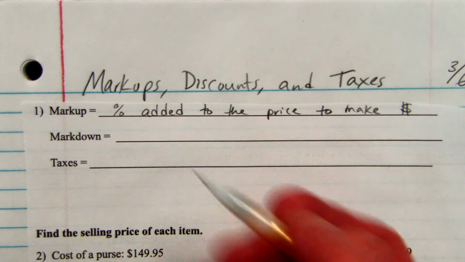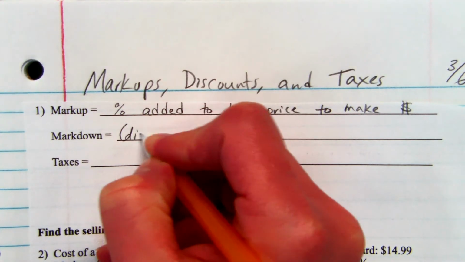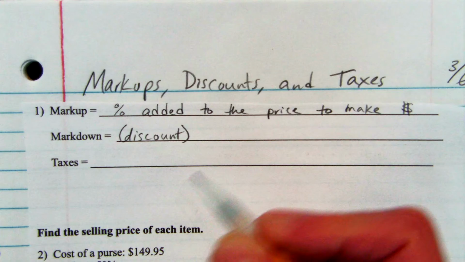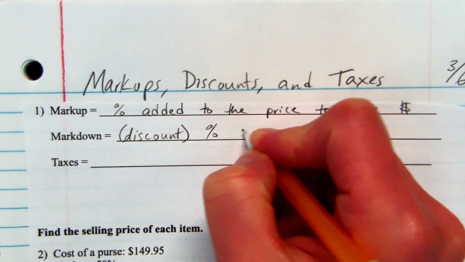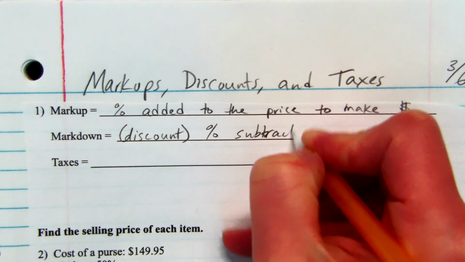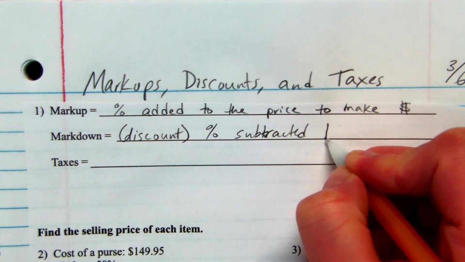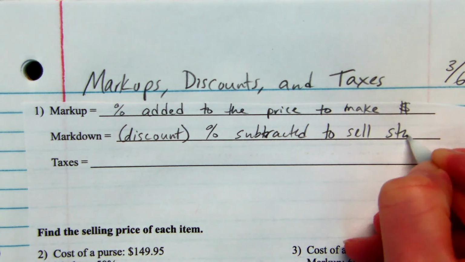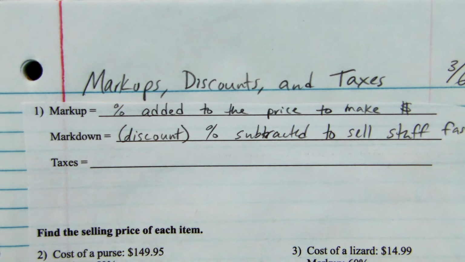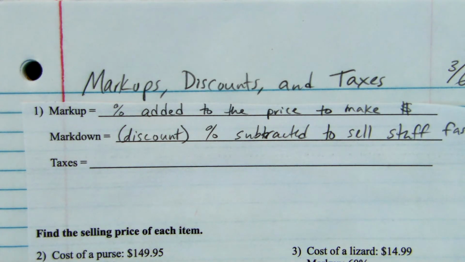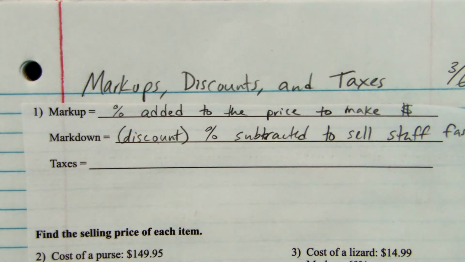A markdown, I'm going to put in parentheses discount because you're going to see the word discount more than markdown. This is a percent subtracted to sell stuff fast. So if they have like a million gumballs and you normally charge 25 cents for them, but you just need to get rid of them, you might mark them down to 10 cents, put a clearance sticker on them, and then everybody will want to buy that. So it's basically a discount.